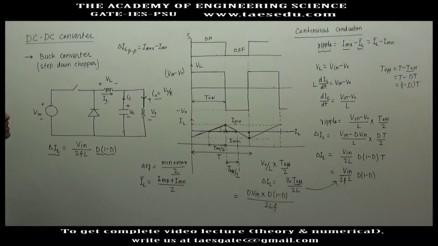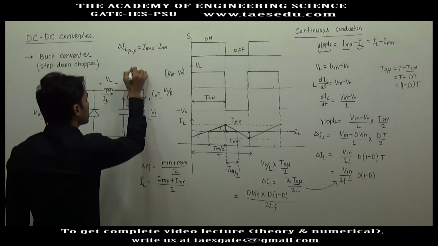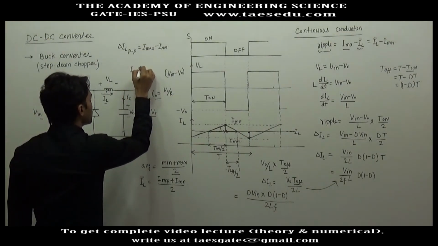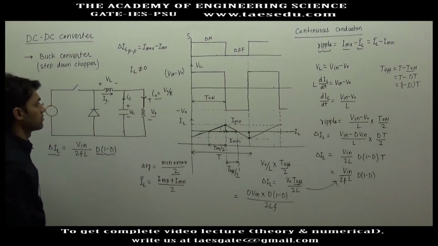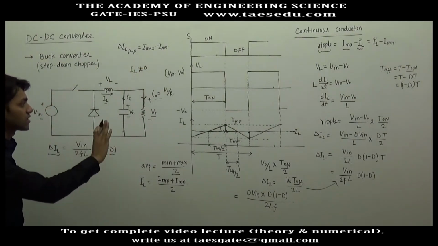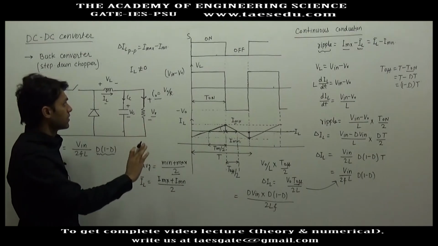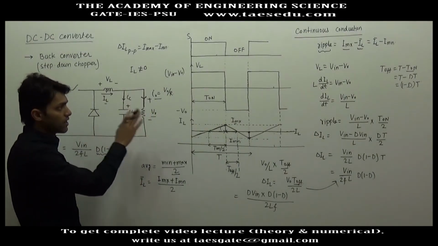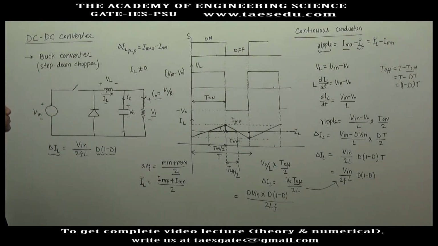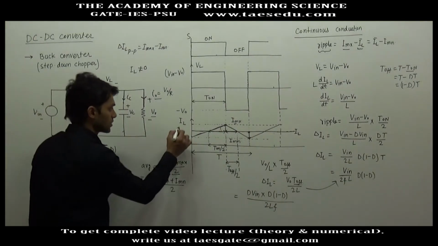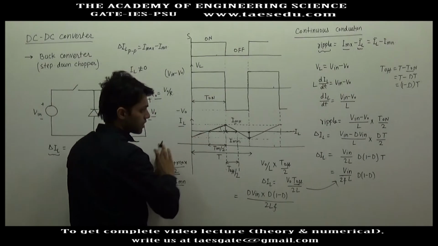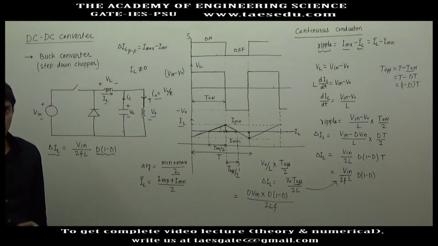In short, continuous conduction is when the value of inductor current is never equal to 0. At least for this circuit, if inductor current goes to 0, then we will say we have discontinuous conduction. So to make continuous conduction, inductor current must be greater than 0. Inductor current should always be greater than 0.